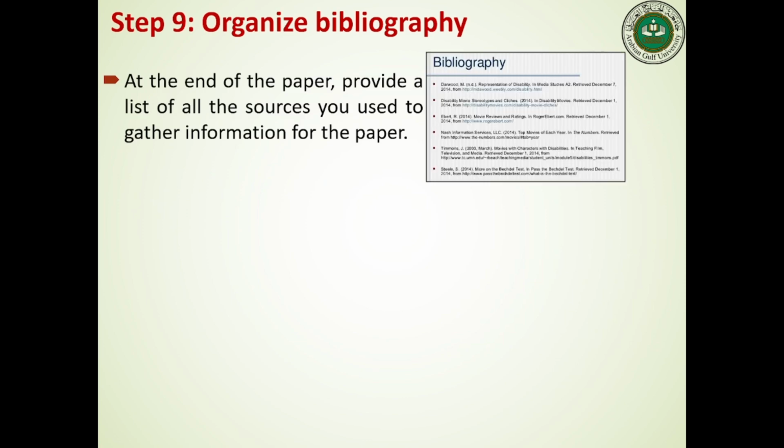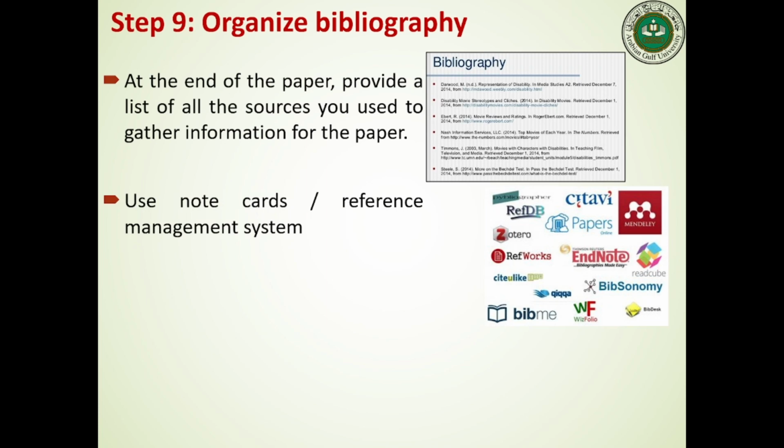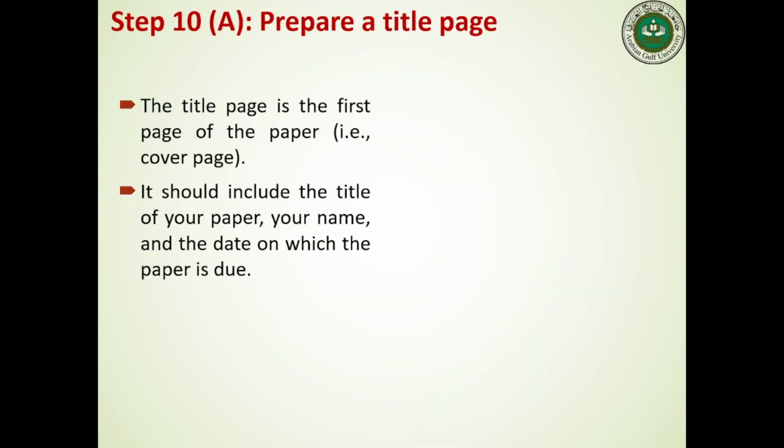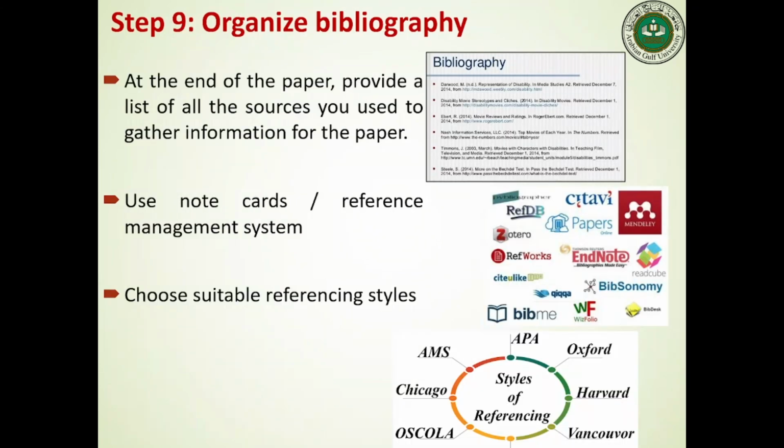Organize a bibliography. These are the commonly used reference management systems, mainly Mendeley, EndNote, RefWorks, Zotero, and BibMe. Just remember some of the common names. And also we need to know reference styles. What are the reference styles we can think of? These are the examples: APA, Oxford, Harvard, Chicago, and Vancouver.